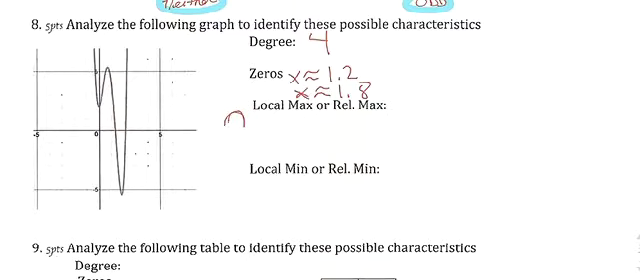Are there any local max or min? So that means we're looking for these high points where it changes directions from increasing to decreasing, or going up to going down. We definitely have one of those. And that looks like it is less than 1. So I'm just going to say at 8/10. Looks like it's more than half, but less than 1.